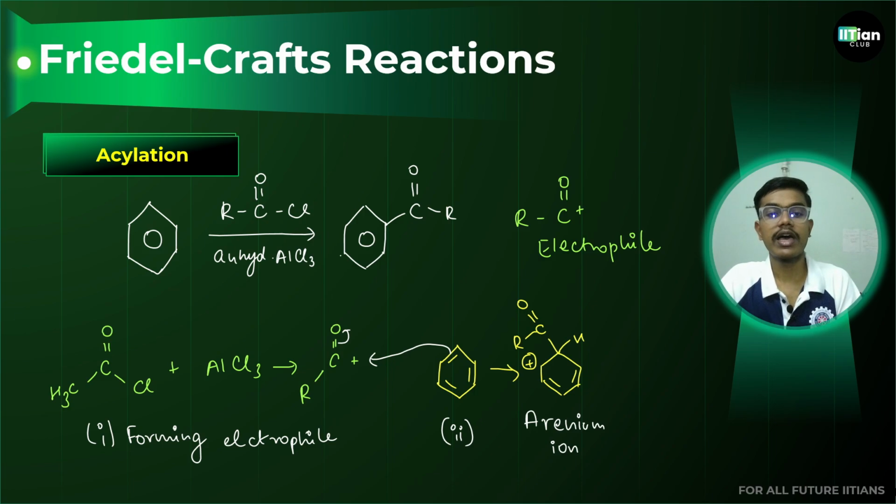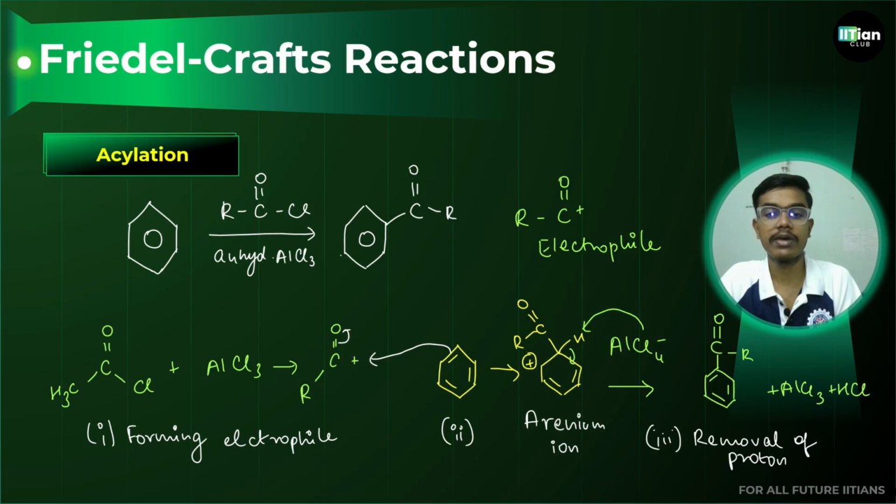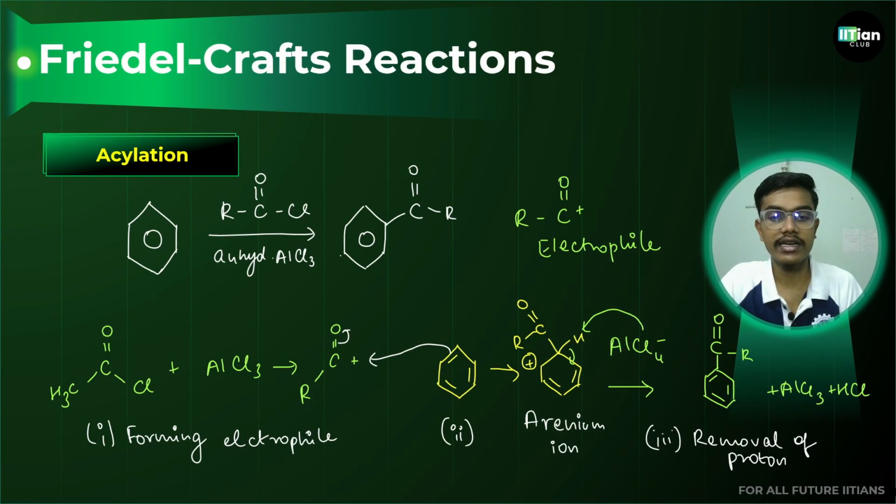And now you have a hydrogen over there. To remove that, you need a base. And here the base is AlCl4 minus, and that will remove the hydrogen from that, and you will get the final product as that. I hope you got this mechanism. And this is an electrophilic substitution reaction, mind that.